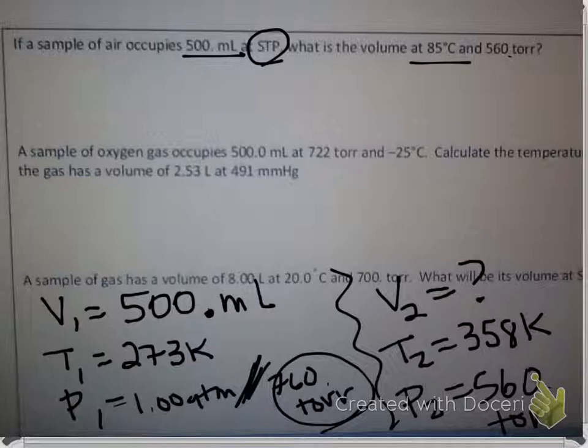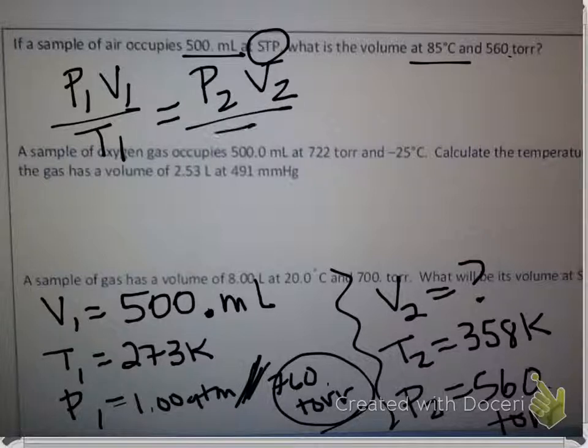Okay, so let's set it up. What variables do we have? We have pressure, temperature, volume, pressure, temperature, volume. Well, that's the combined gas law. The combined gas law is P1V1 over T1 equals P2V2 over T2. And hopefully by the time you practice enough problems, you'll have that one memorized. So what's our unknown here again? We're going to solve for the second volume. So V2 is our unknown.